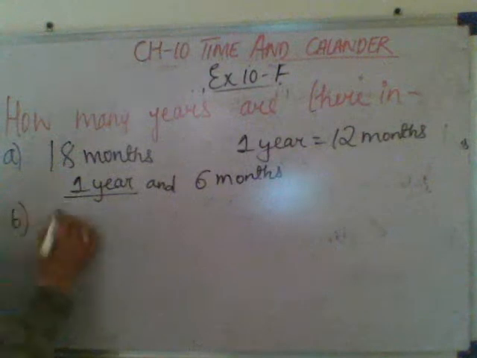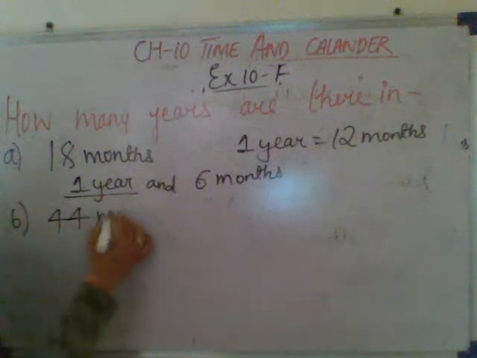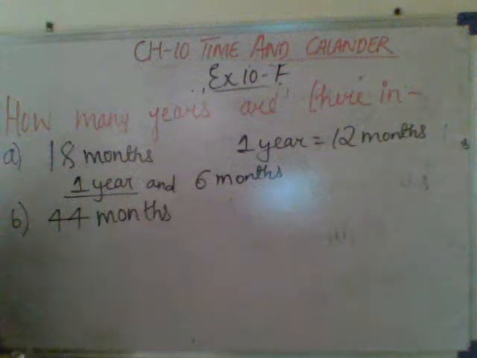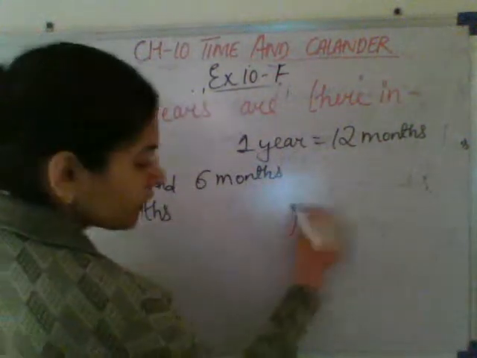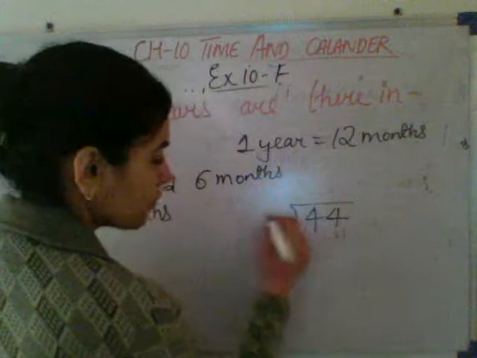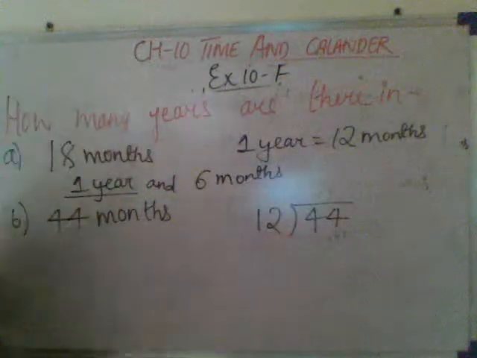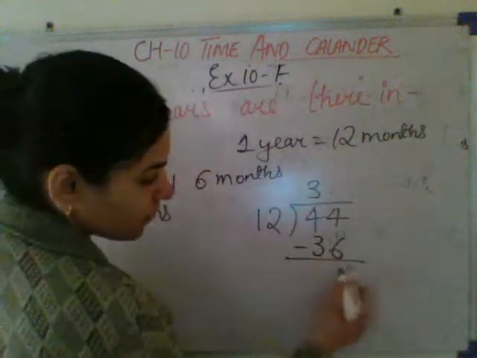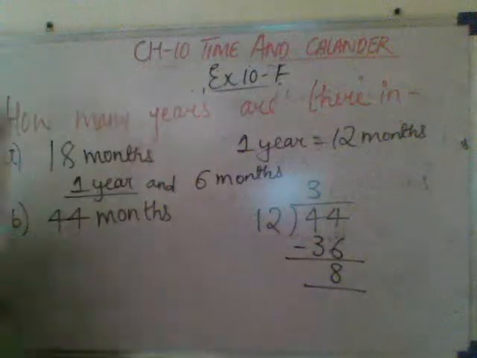Now if I ask you, in 44 months, how many years are there? So what will you be doing? Just divide this 44 by 12. So 12 threes are 36. If I subtract it, I will be getting 8.